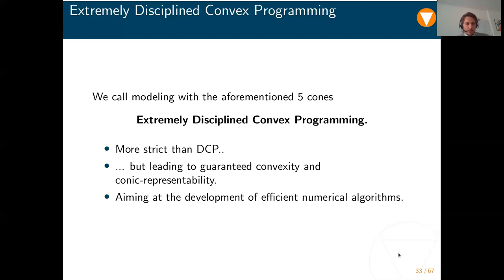This is just a line of thinking. There might be others. What is behind this extremely disciplined convex programming principle is the belief that if you restrict yourself to a limited structure, so to only five cones, then if you know how to handle these cones efficiently in software, then you have something very powerful, and restricting to a limited set of cones might enable you to do things better. So if you don't have to worry about too many different structures, then you can focus more on the structure you have and be more efficient there. So that's the idea also behind this extremely disciplined convex programming paradigm. But this is just one take on the convex programming world, if you wish.